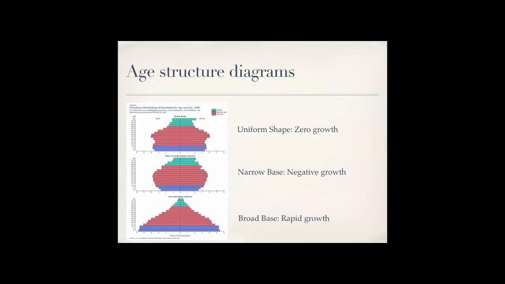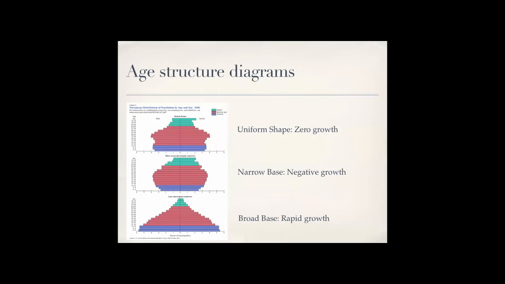So narrow growth, negative growth is kind of like Japan, where the birth rate bars, you see they're blue right there, it's a narrow base. So it's small, then it gets wide, and then it gets small again. It looks kind of like a vase. That means it's negative growth.